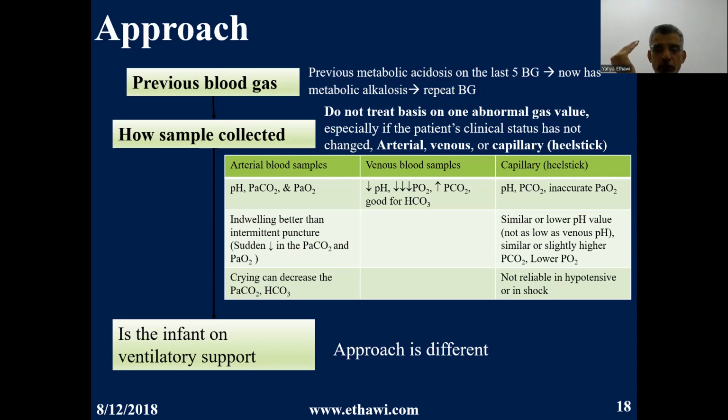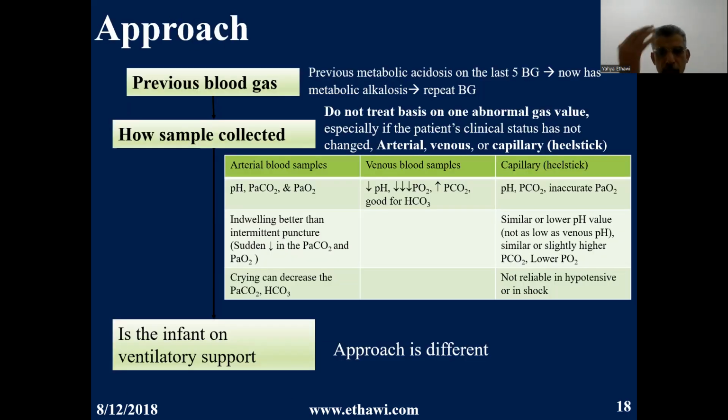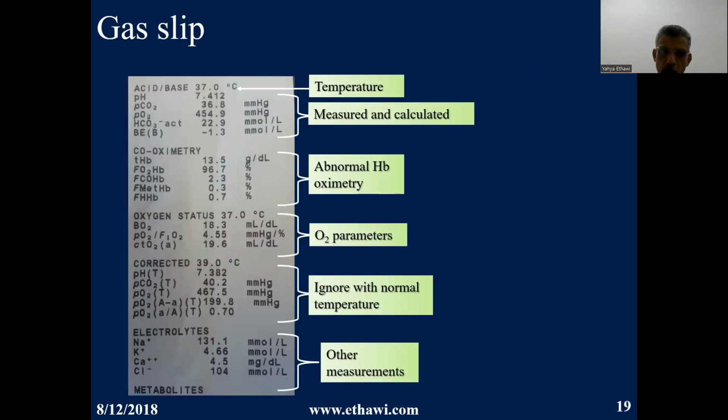So it's very important to consider the type of the sample when you comment, in addition to the previous result. If we have these two answers, then we ask ourselves, is the child ventilated or not? Once the child is ventilated, what type of ventilation? When we look at the slip for blood gas, you will see that there is a temperature.